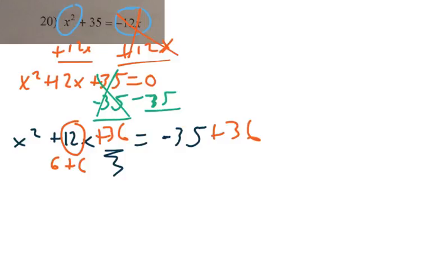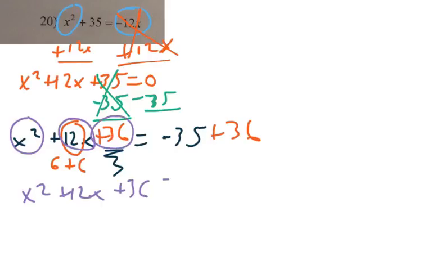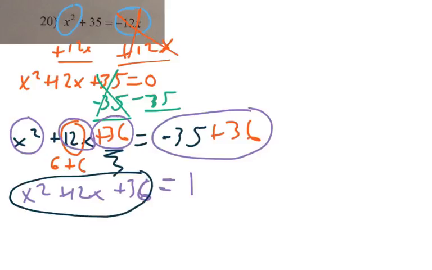So let's see what we have now. We have x squared, right? We still have our 12x. We now have plus 36 equal to 1, because 36 minus 35 is 1. That's a 36 right there. Now what? Well, this, you see, is a perfect square.